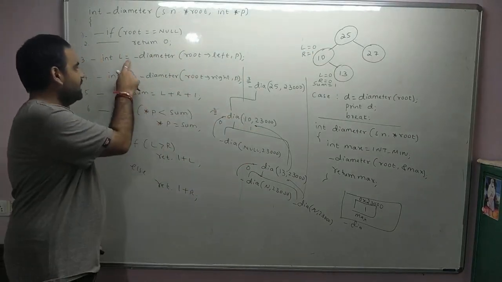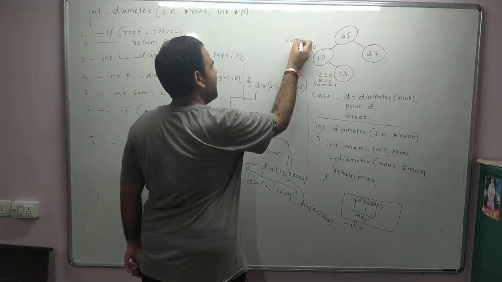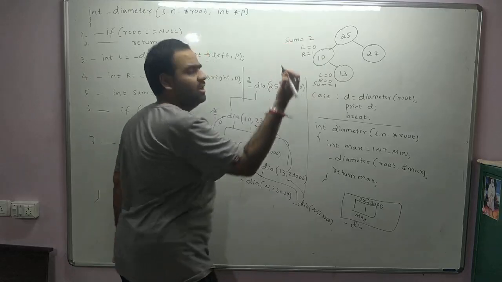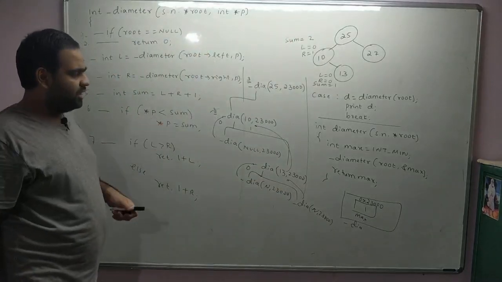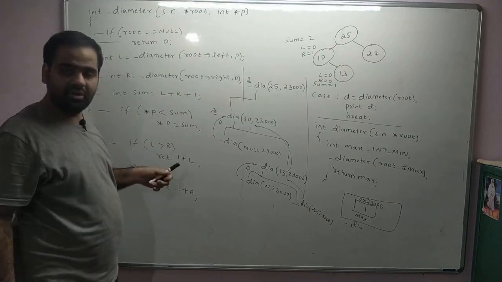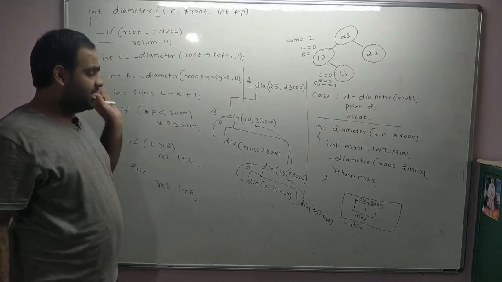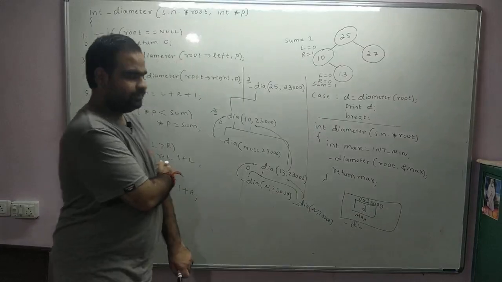Now you have L and R, therefore you execute the sum. Sum is nothing but L plus R plus 1, 0 plus 1 plus 1, that is 2. Right? Now you check star P less than sum. What is star P? 1. What is sum? 2. Is 1 less than 2? Yes. You take this 2 and store it at star P. Therefore you store 2 over there.